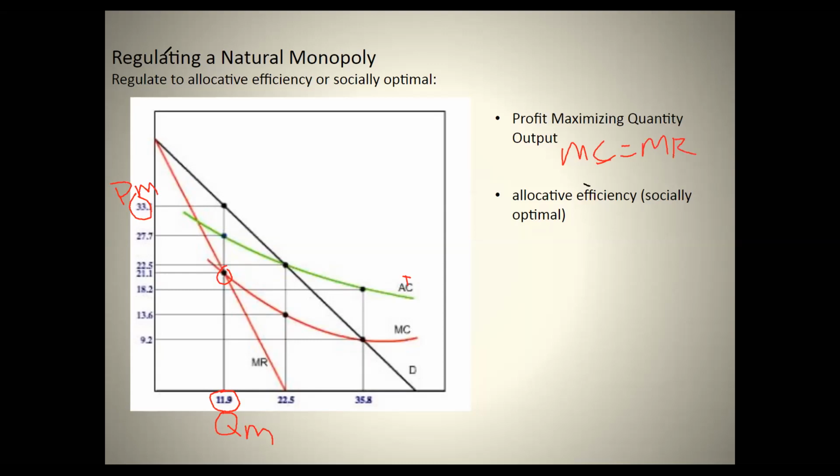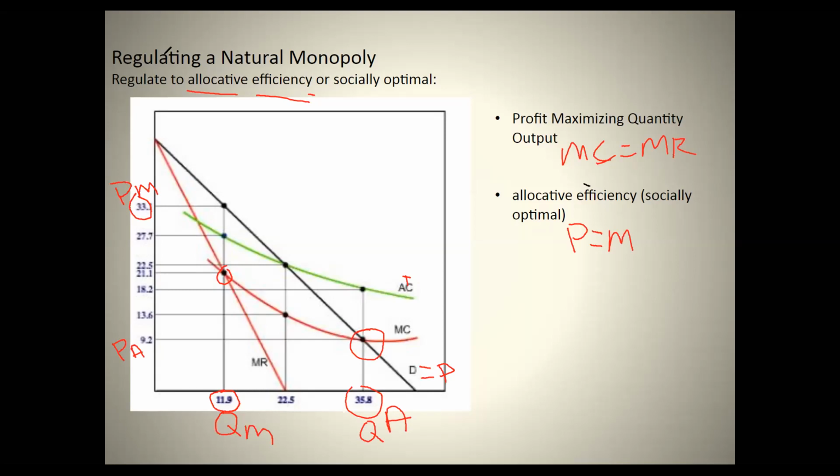What's allocatively efficient? What if we wanted to regulate them to allocative efficiency? What if we wanted to say, you must produce what is allocatively efficient? Well, that would be where price is equal to marginal cost. Where is that? Demand curve is our price curve. It's right here. So this is allocatively efficient. That would be the output, QA, and the price, since we're already on the price curve there, PA. Looks great, right? Wow, lots more output, much lower price.